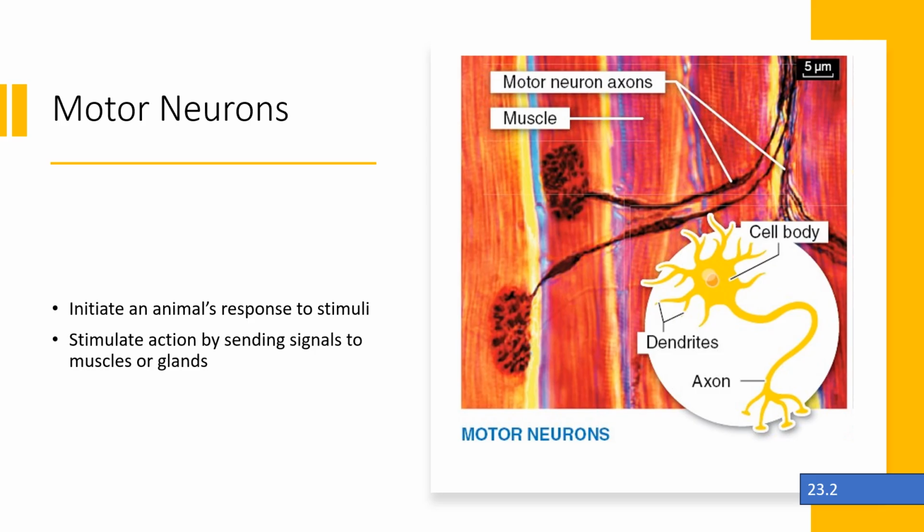They do this by sending signals to muscles or glands. If the signal is sent to a muscle, it may cause that muscle to contract. Or it may send a signal to a gland, causing it to start releasing a hormone.